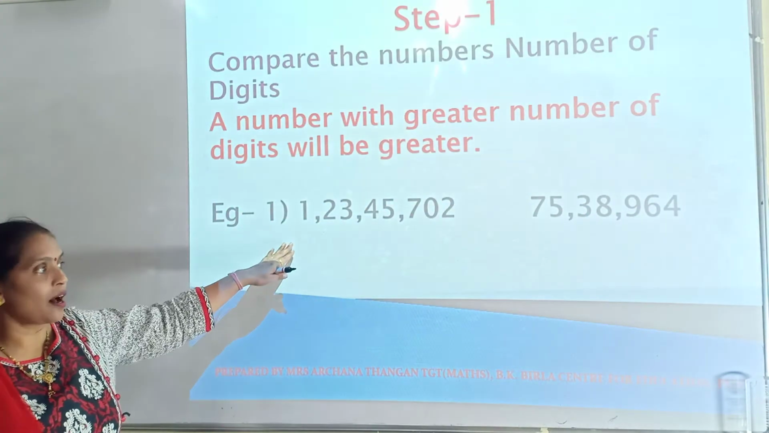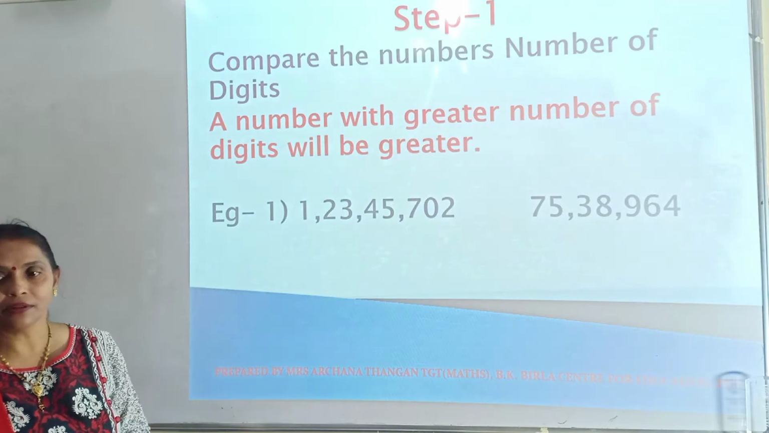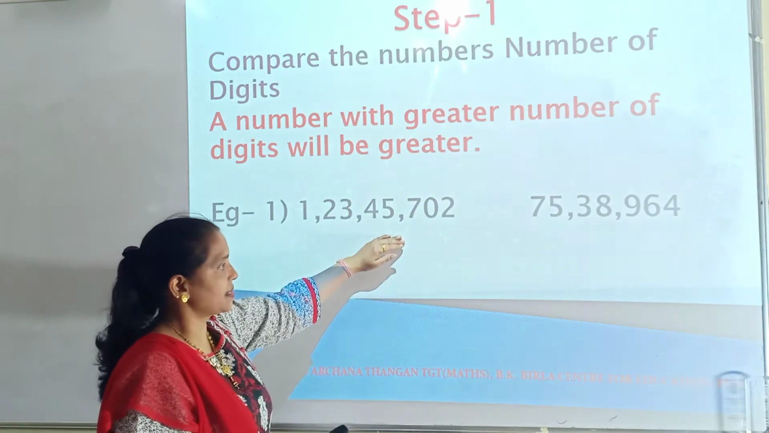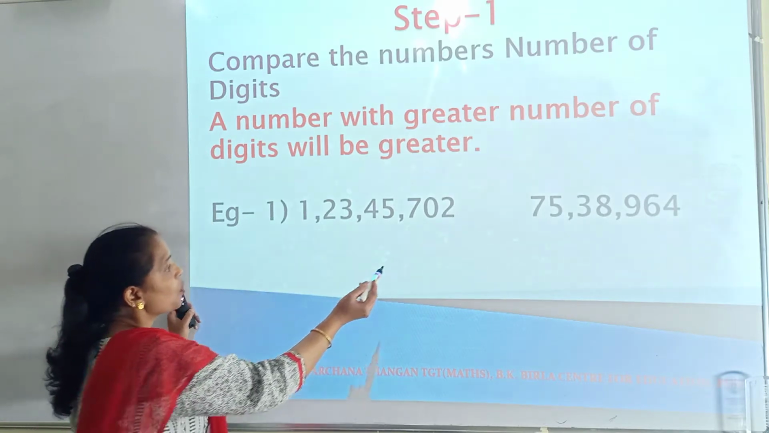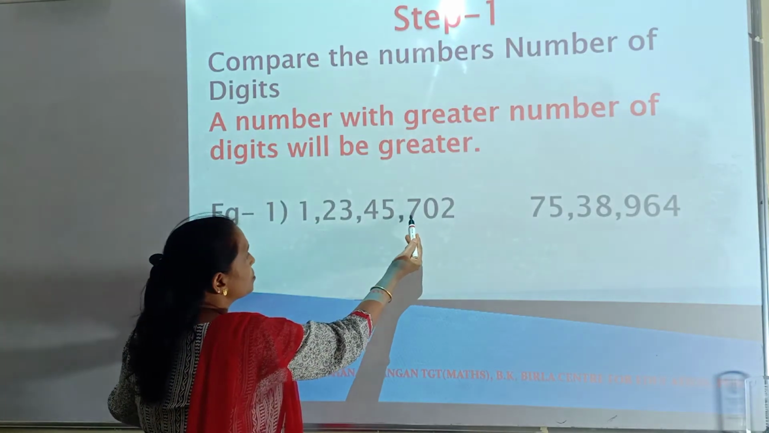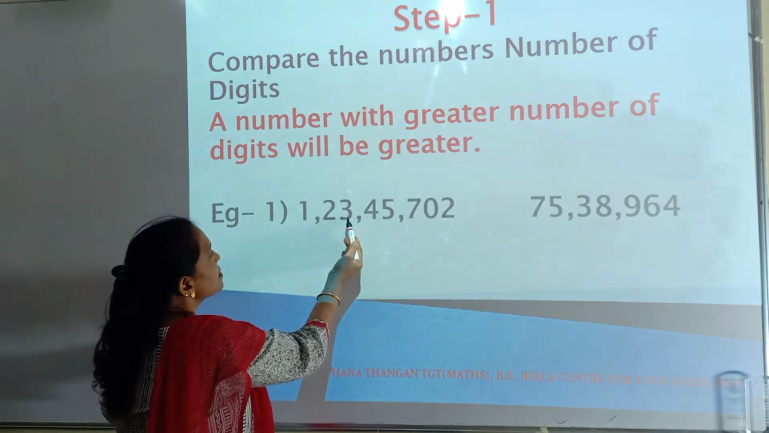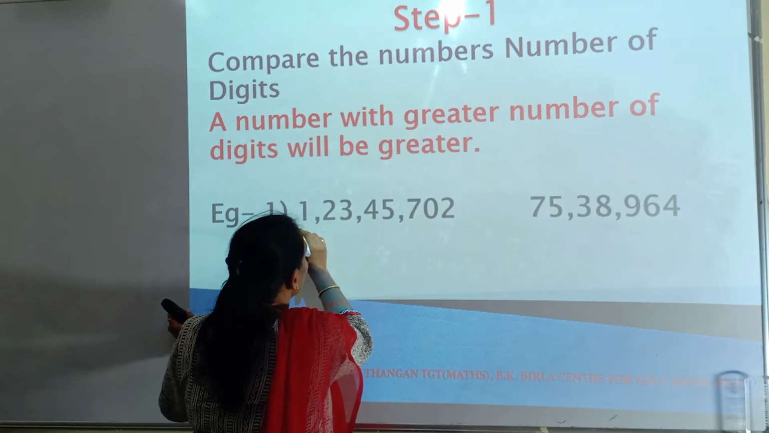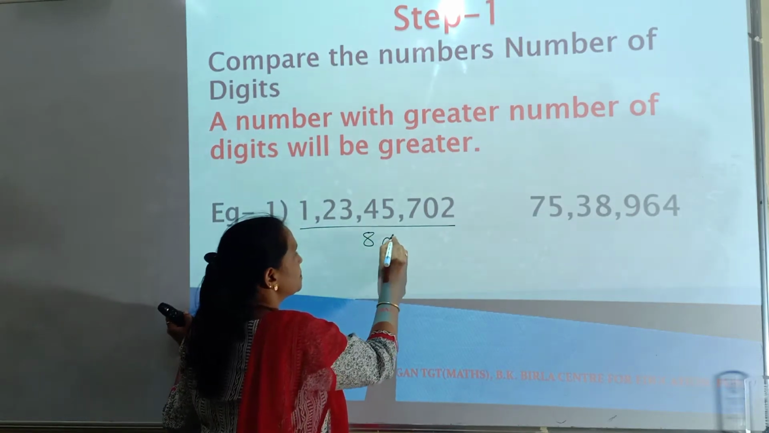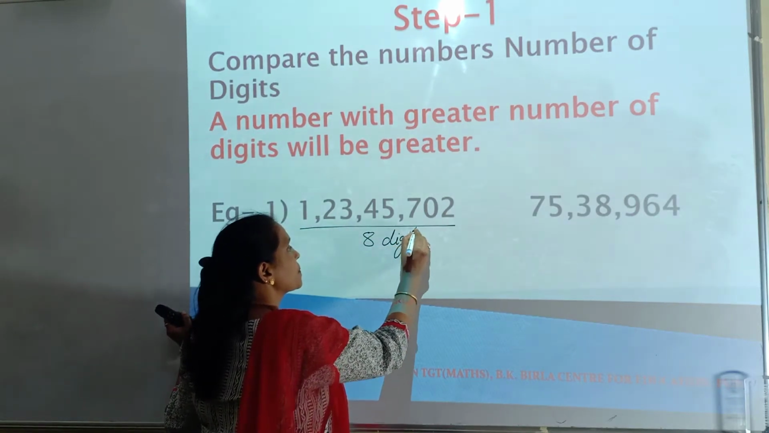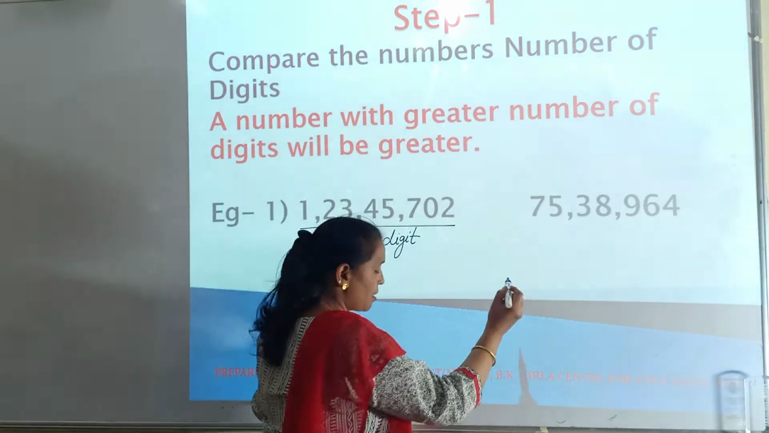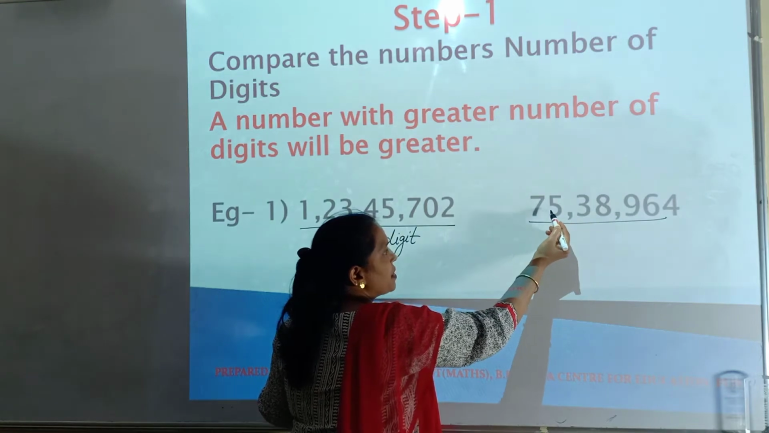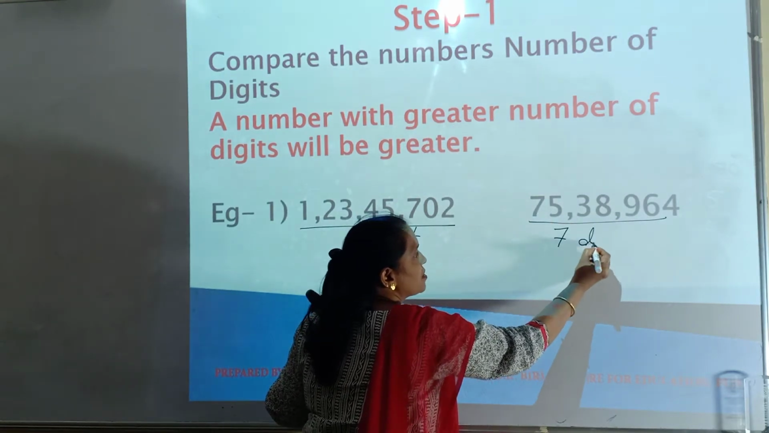This is the large number. How to compare this number? The first step, we need to check the number of digits. So this is 1, 2, 3, 4, 5, 6, 7, 8. This is an 8-digit number. And this is 1, 2, 3, 4, 5, 6, 7. This is a 7-digit number.